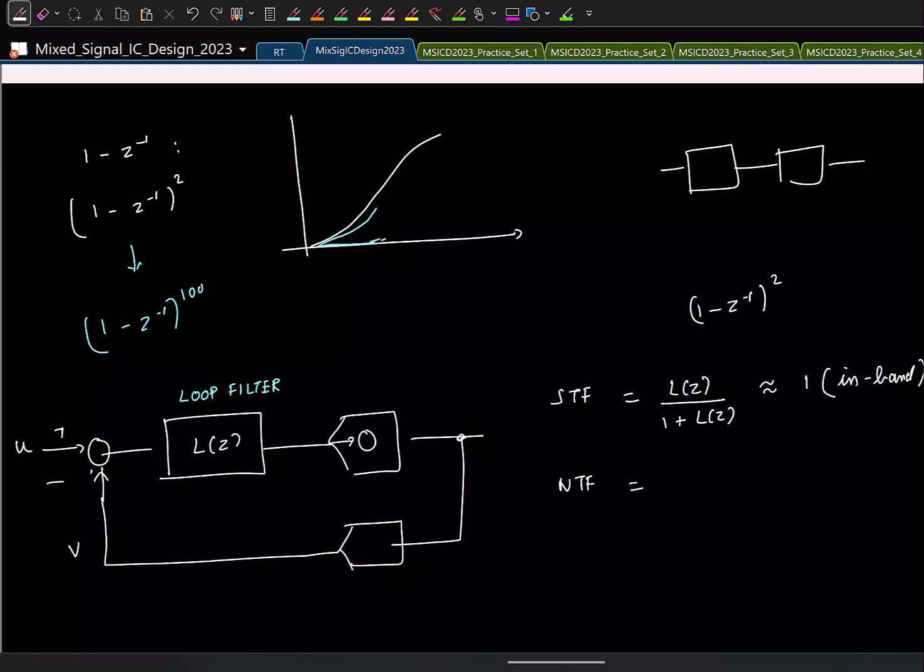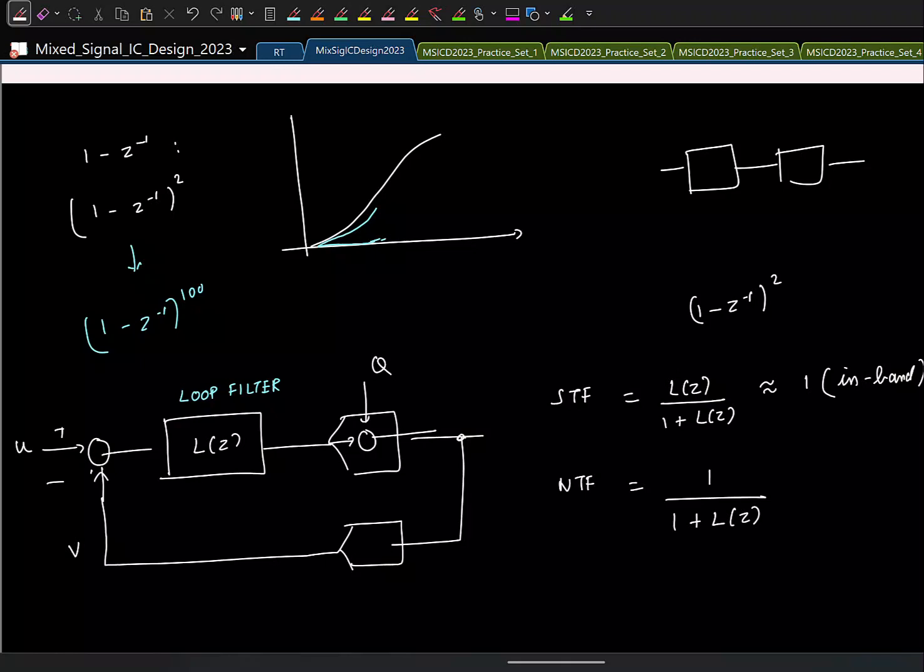NTF is the transfer function from the quantization noise here to the output when the input is not there. So what is the transfer function? Again, remember that you can work it out in any way. So this is not there. I'll find the forward transfer function from here to here. The forward path is just 1, divided by 1 plus L, is what we do.